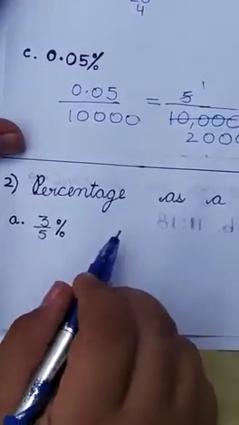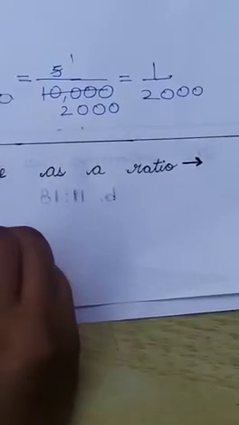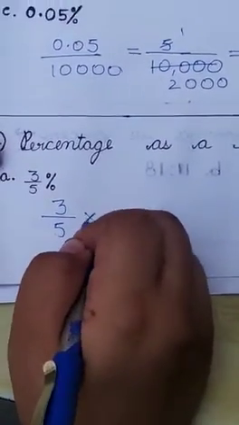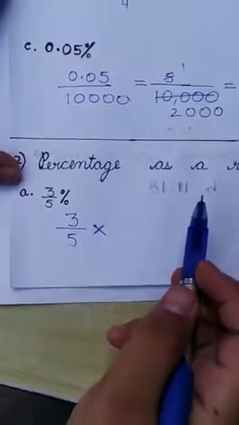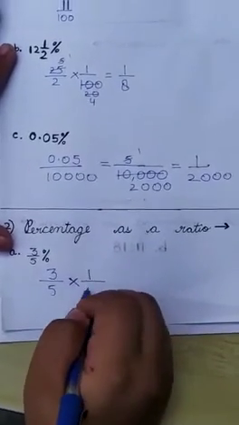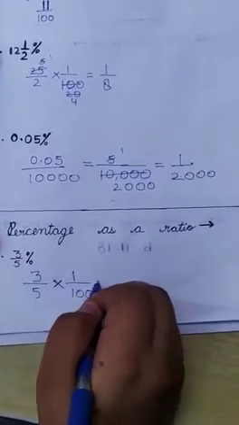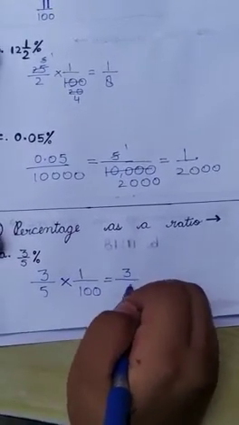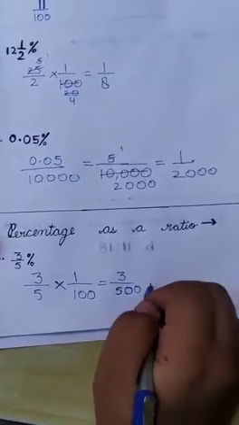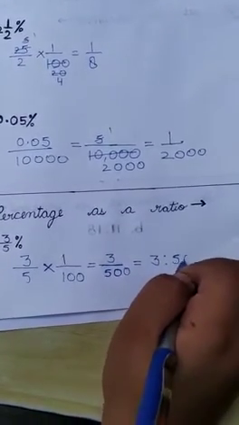If we are asked how to convert a percentage into a ratio, first we take 3 upon 5. If we have to convert a percentage into a ratio, fraction or decimal, we have to divide it by 100. So 1 upon 100. It will not be reduced, so we write 3 1s are 3, 5 1s are 5. Now to convert into a ratio, we will write 3 is to 500.